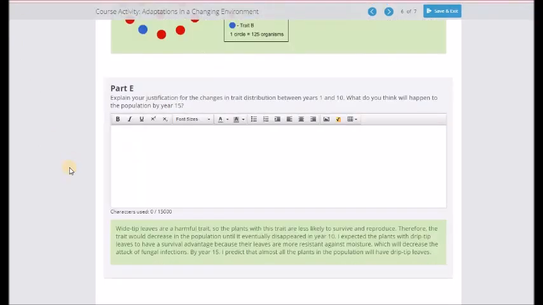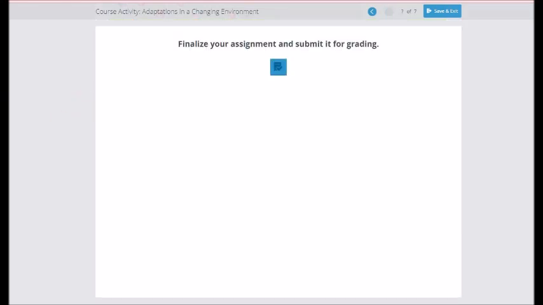All right, and here's part E. You can read the answer, but explain your justification for the changes in trait distributions between year 1 and 10. What do you think could happen by year 15? You can read this answer, and it may help you out totally, but do not copy this answer. Your answer has to be written differently than this one. And that's the end of the simulation. When you get it finished, I will get it put into the grade book, and thanks for your time.